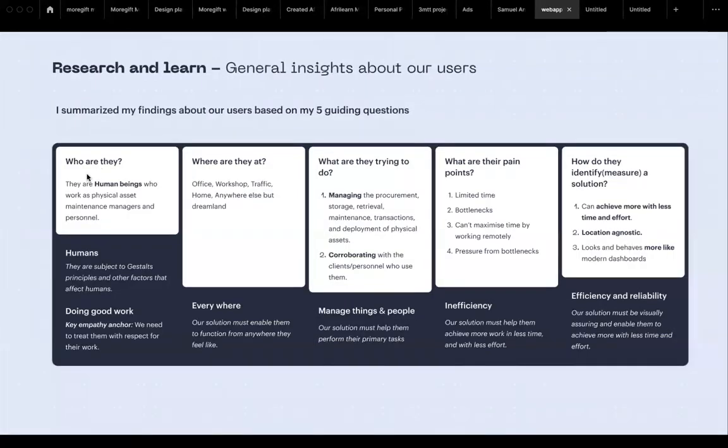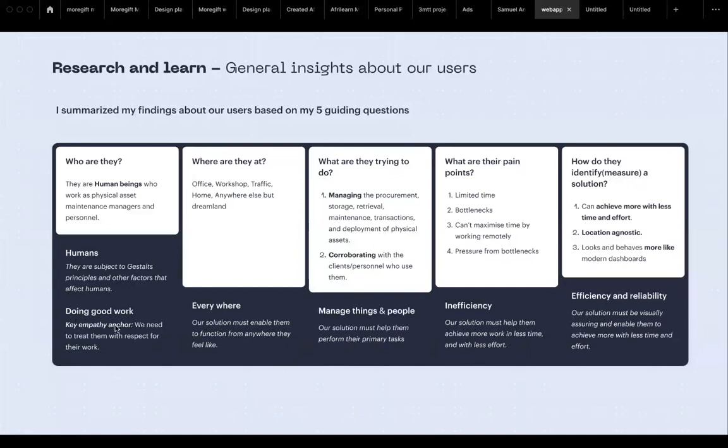Who are they? They are human beings who work as physical asset maintenance managers and personnel. Being human, they are subject to Gestalt principles and other factors that affect humans. I think I'll link Gestalt principles for you guys so that you'll be able to study what those things are. Most of those principles I mentioned to you guys are Gestalt. So they are also doing good work.